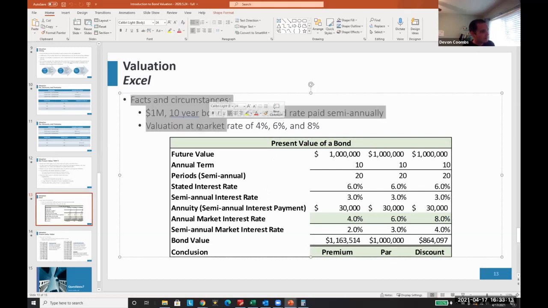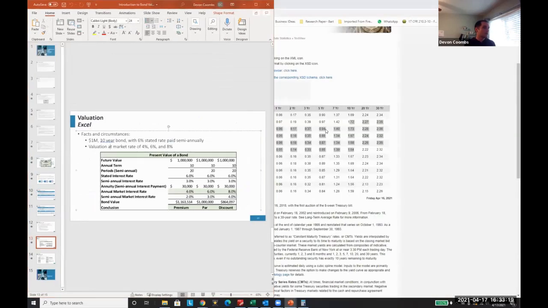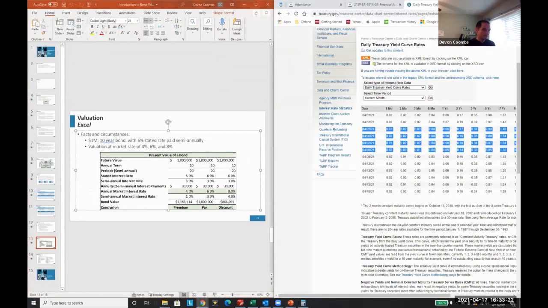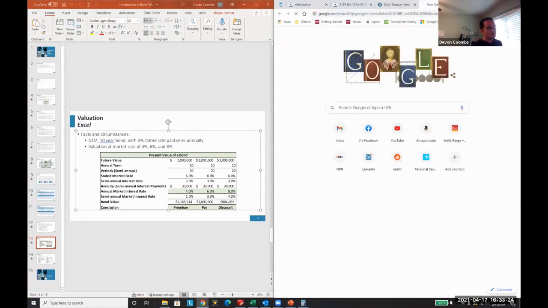So facts and circumstances. If we have a $1 million 10-year bond with a 6% stated rate, valuations at the market rate of 4% and 6% and 8%. Let me share. I'll just make a Google Sheets now with you. Go over how you can do this.